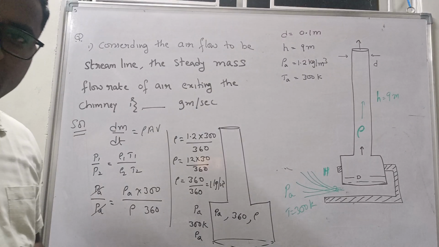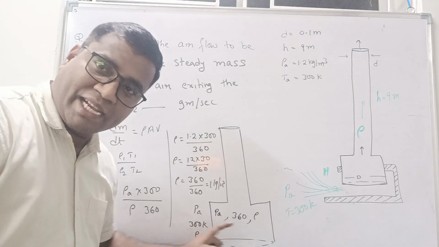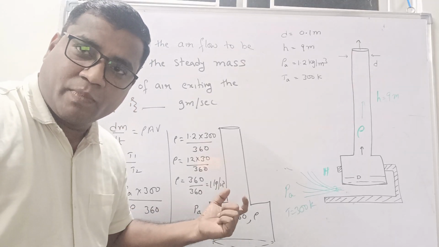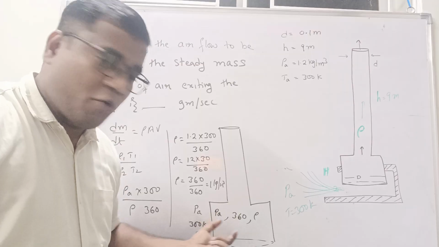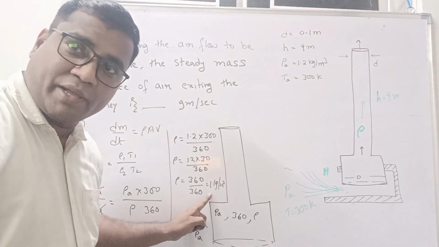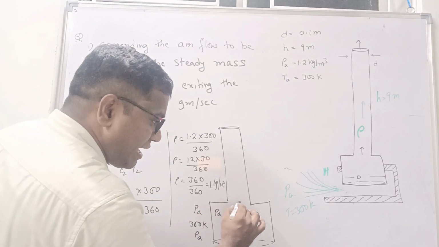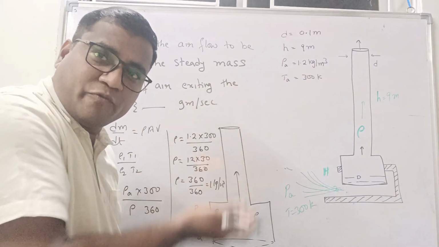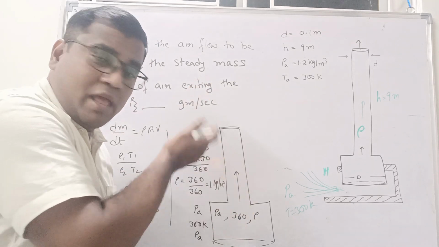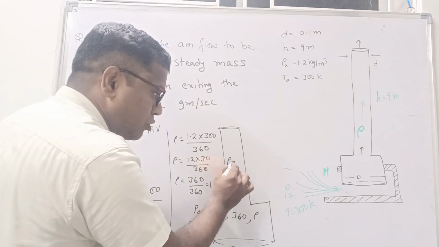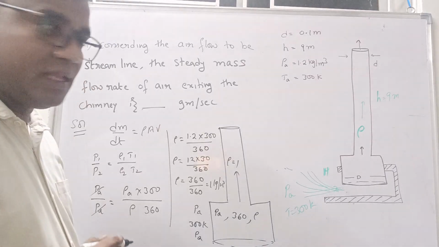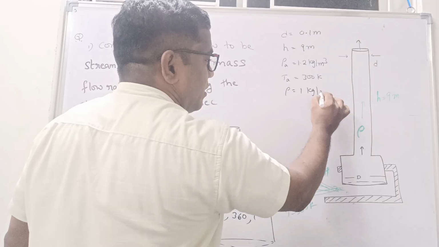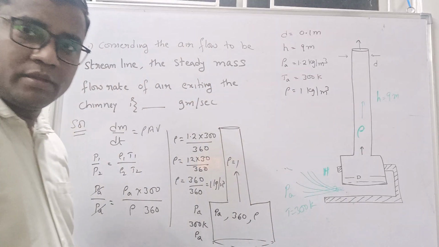That means inside the furnace, when the air is heated up, the density changes. Density is equal to 1 kg per meter cube. The air is flowing into the furnace through the pipe. What is the density? Density rho is equal to 1 kg per meter cube. I got this. Clear?